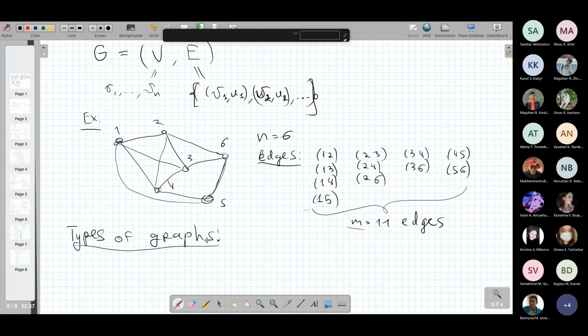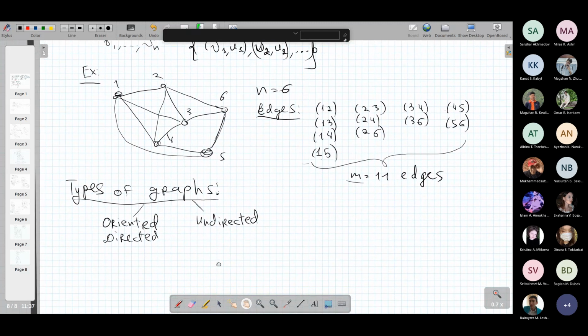Doesn't matter, actually. So the types of graphs: we can have a directed graph or oriented graph, which means that edges are oriented, or directed. There is a direction of the edge. And undirected. Usually we don't say unoriented, just undirected.